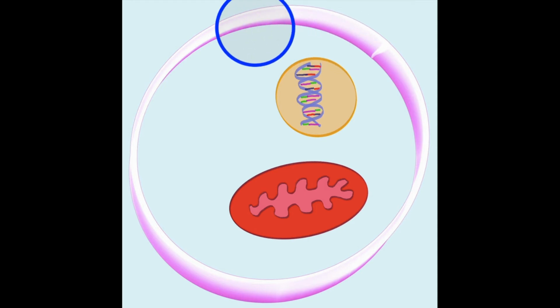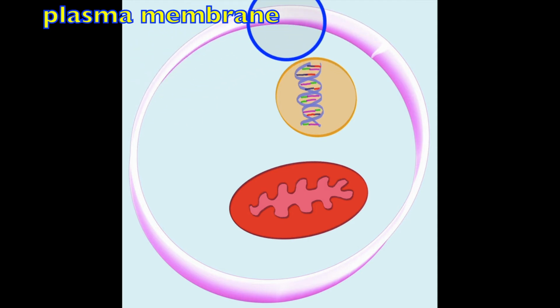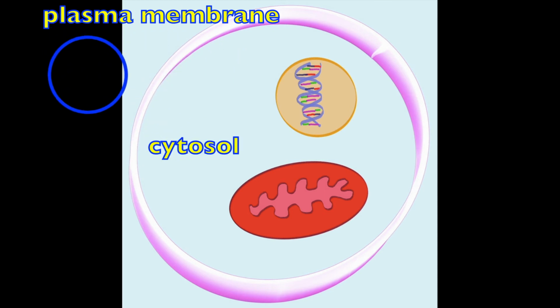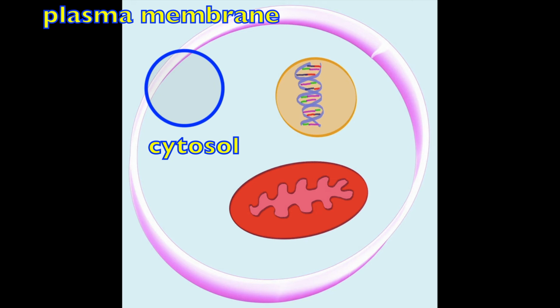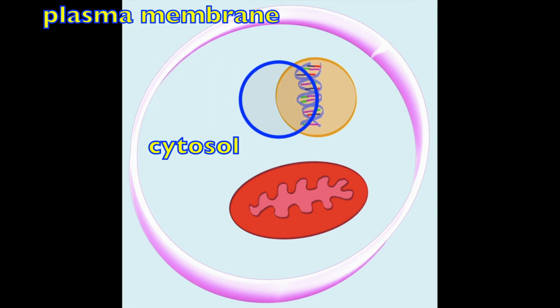Around the perimeter of the cell is the plasma membrane, otherwise known as the cell membrane. It's composed of a phospholipid bilayer, which we will look at in detail in a subsequent video. Within the cell is the cytosol, which is the fluid component of the interior of the cell that actually occupies the space known as the cytoplasm.